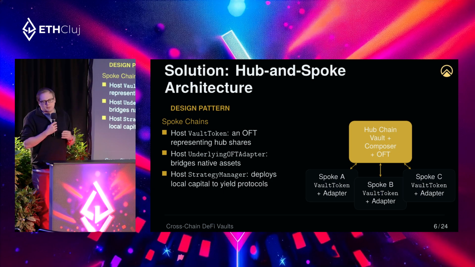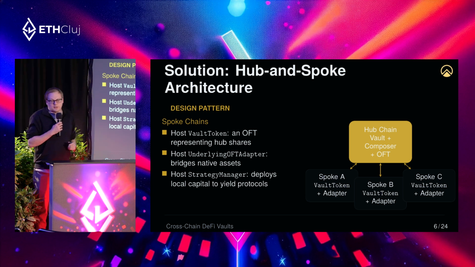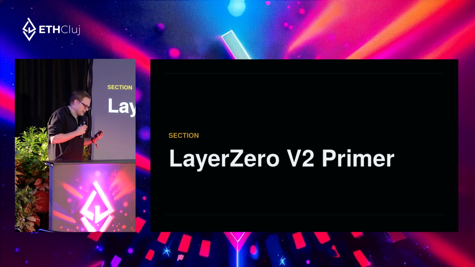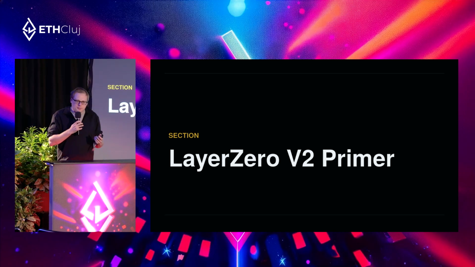So you have to maybe swap between A and B through this hub chain, but it's not too bad if the delays between transactions are not too high. So let's go into LayerZero just a little bit, because it is an integral part of this design, and it's one that people may have questions about, especially due to recent incidents.